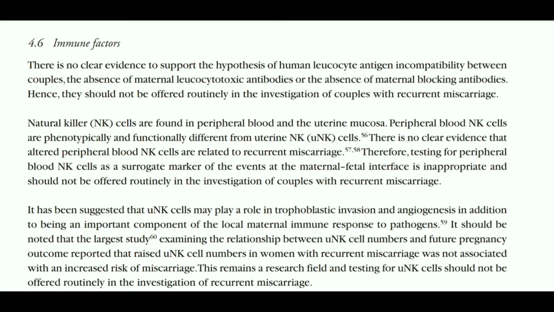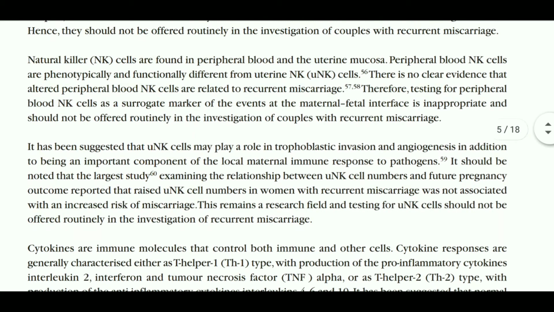Now, natural killer cells are found in the peripheral blood and uterine mucosa. Peripheral blood natural killer cells are phenotypically and functionally different from uterine natural killer cells. There is no clear evidence that altered peripheral blood natural killer cells are related to recurrent miscarriages. Therefore, testing for peripheral blood natural killer cells as a surrogate marker of the maternal-fetal interface is inappropriate and should not be offered routinely in the investigation of couples with recurrent miscarriages.